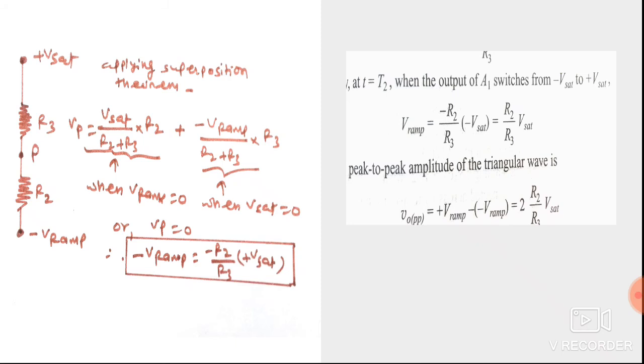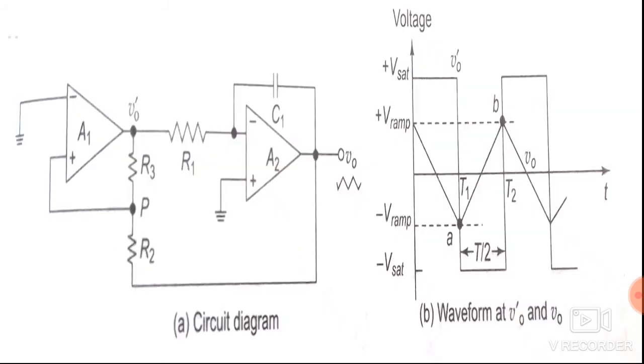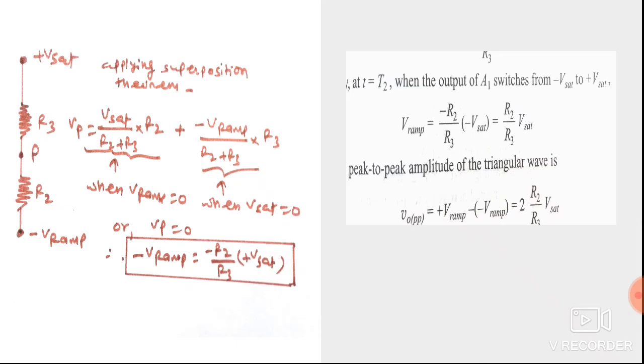For transition, Vp should be 0. For transition, Vid should be 0. That is, the potential of point P should be 0, because the inverting terminal is already at ground, so we have to compare with 0 potential. Now we can easily manipulate, putting Vp equal to 0. So minus V ramp is equal to minus R2 upon R3 into Vsat.